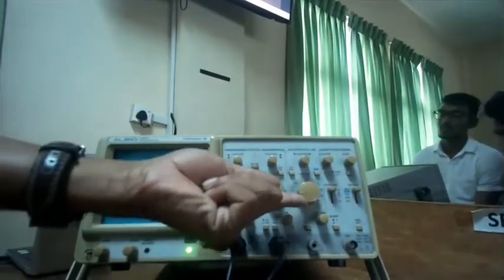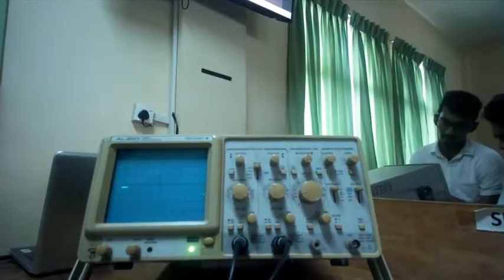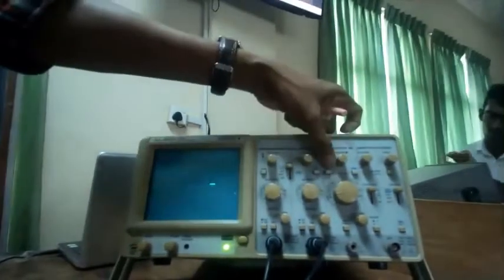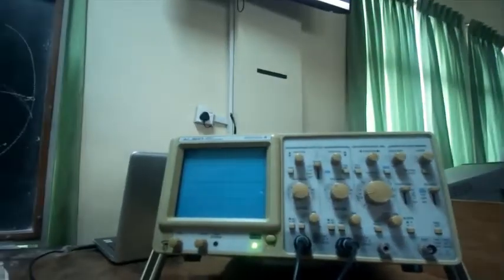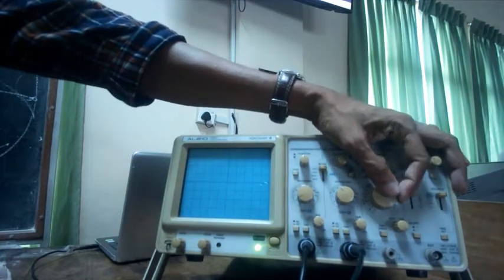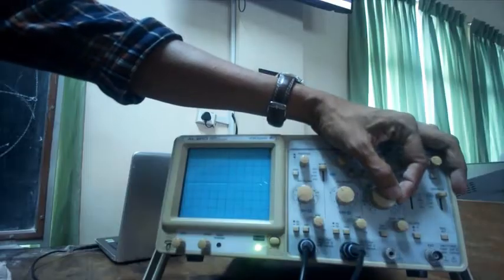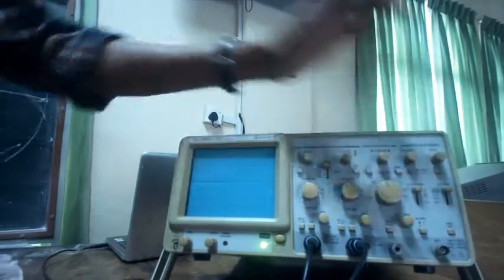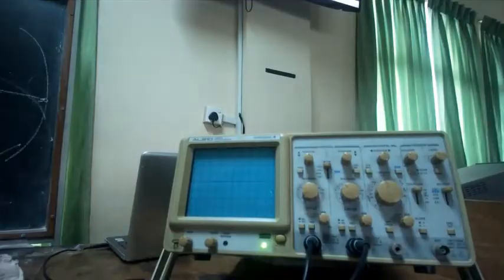So this is what we do using this time-based signal. This large knob here is the time per division. You see, it's called time per division. If you change it, you see it gets faster and faster, until at one point you don't see any movement. Now you don't even see the line going, right?